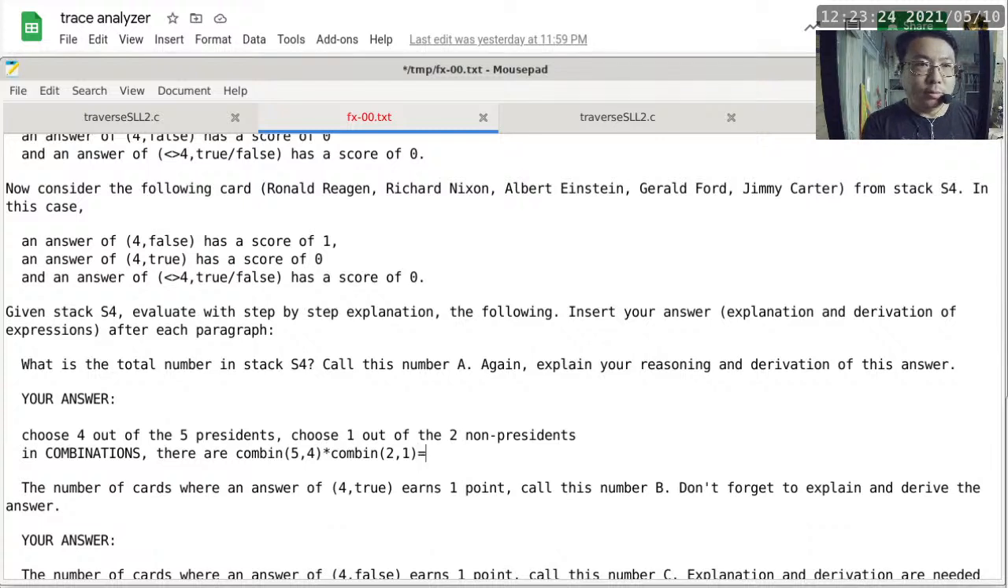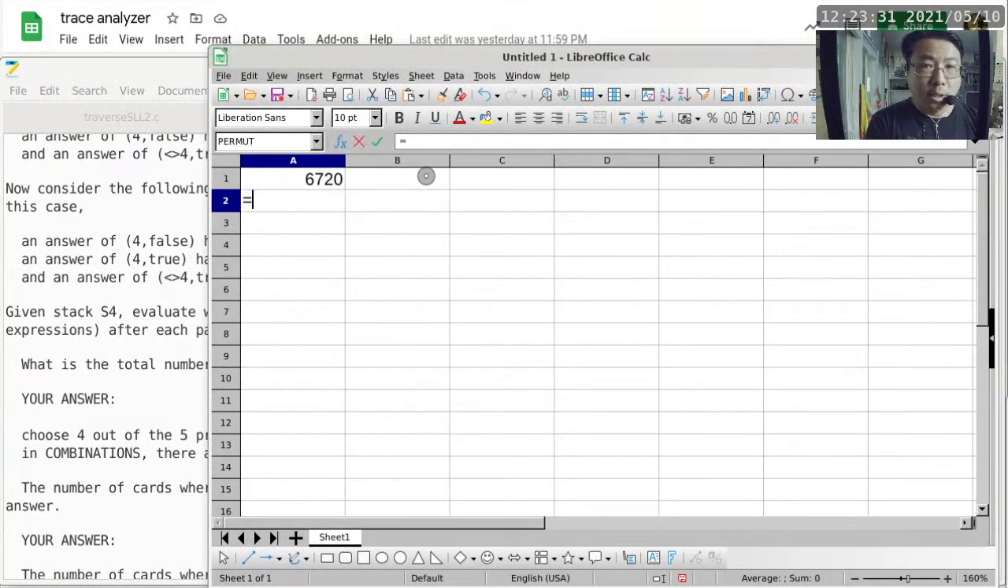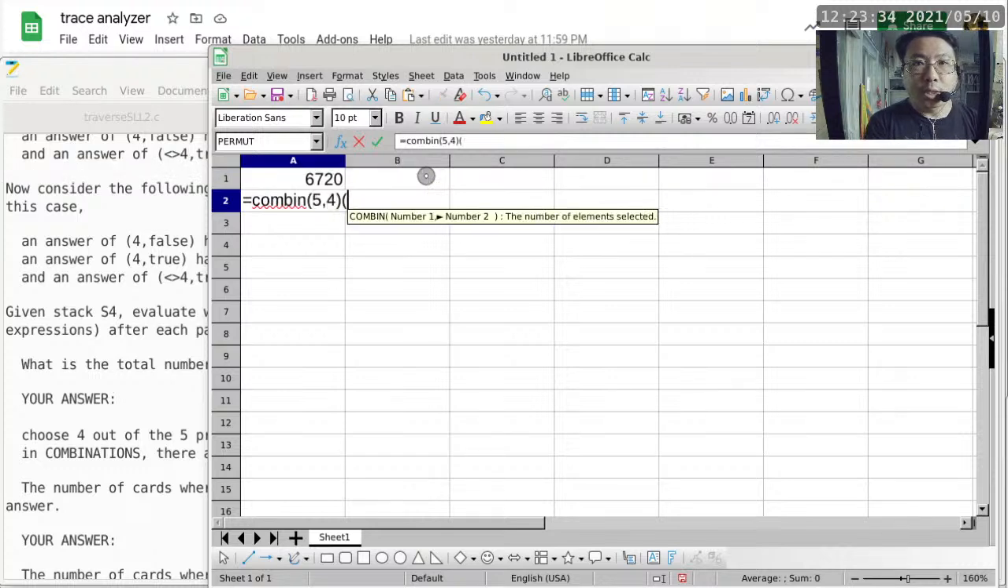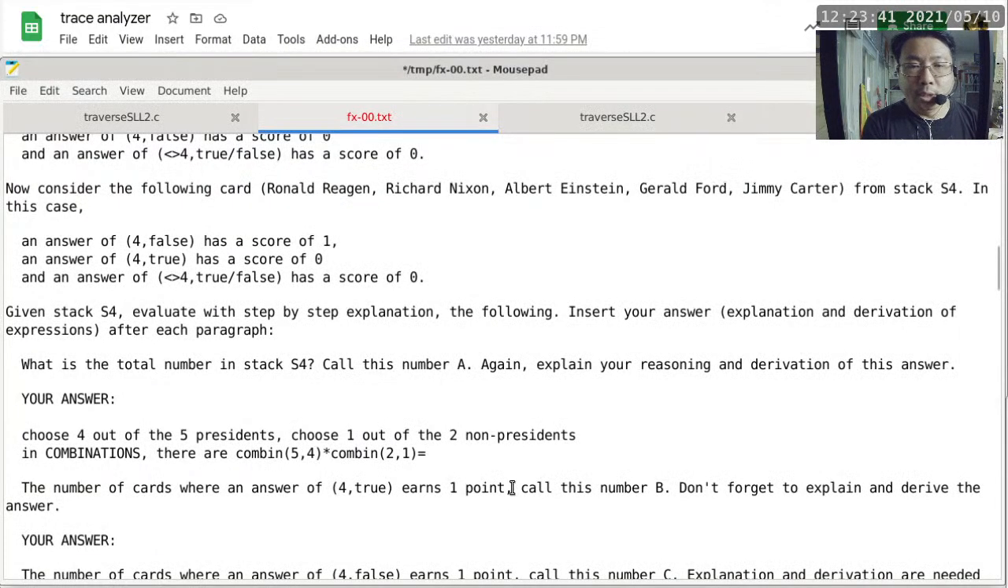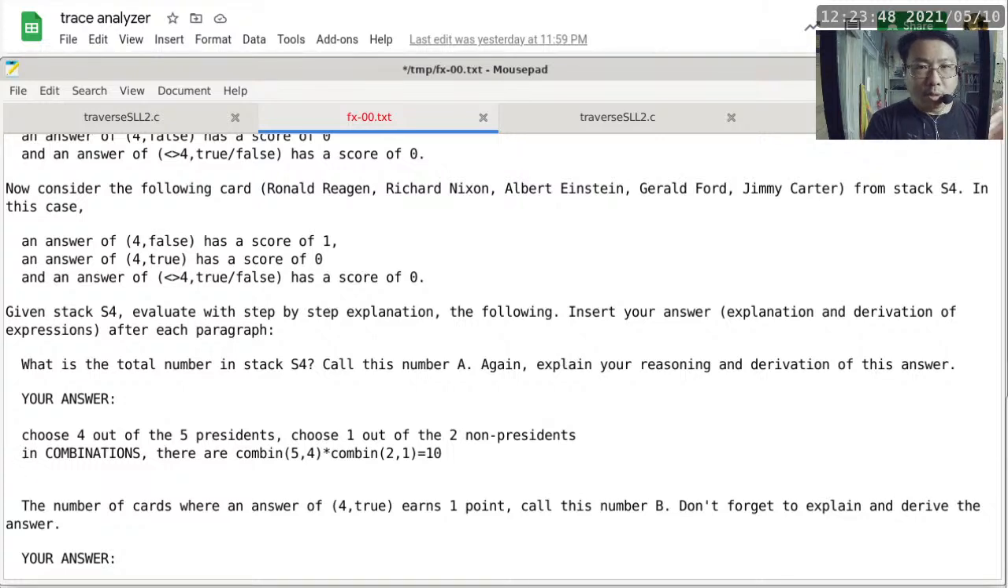So we'll go ahead and use a spreadsheet to calculate this. We have COMBIN(5,4) times COMBIN(2,1), and that will give us 10. You might say that's not a whole lot. Well, wait, there's more. Each combination has exactly five names in it. Of the five, four are presidents and one is a non-president. So there are only 10 ways in this case to choose four out of the five presidents and one of the two non-presidents.